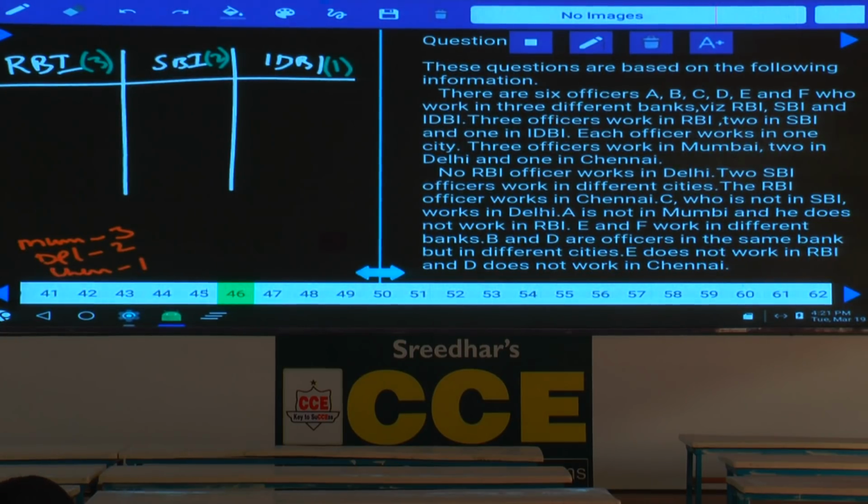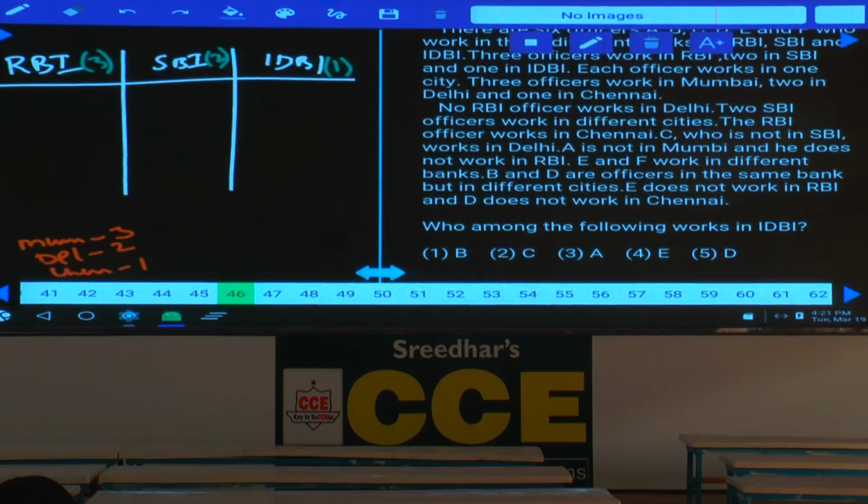And next one, no RBI officer works in Delhi. As no RBI officer works in Delhi, hence Delhi cannot be at this place. 2 SBI officers work in different cities. Now both the officers who are working in SBI are in 2 different cities. One of the RBI officers works in Chennai, hence Chennai must be at this place. Done? How many persons are there from Chennai? Only 1, and that person is from RBI.